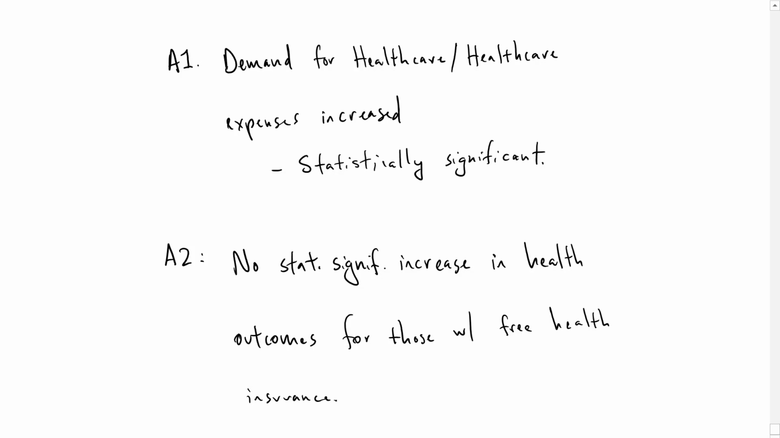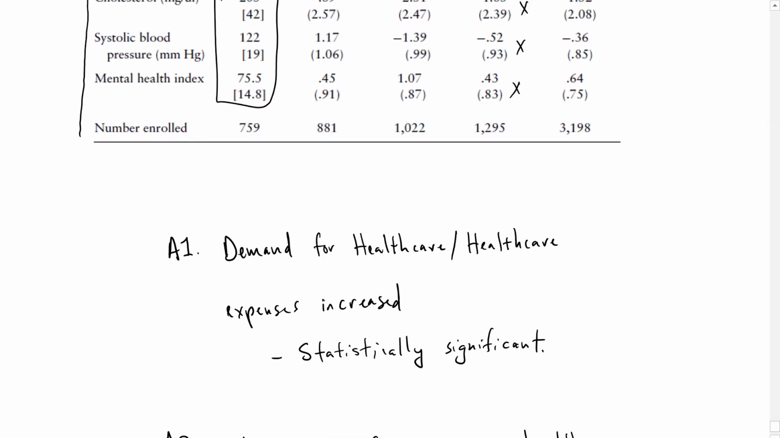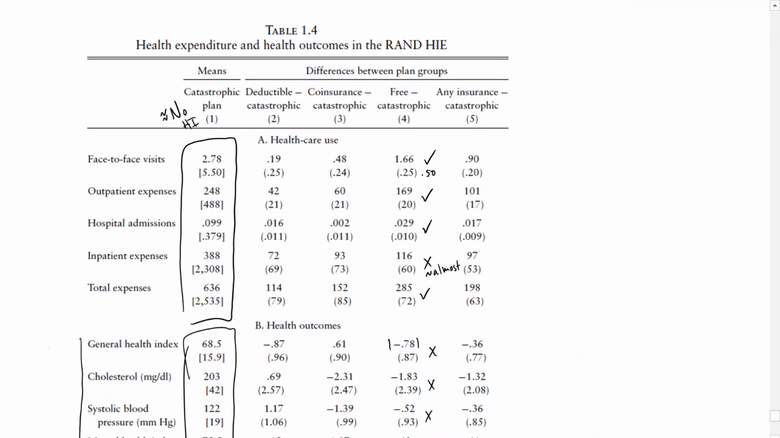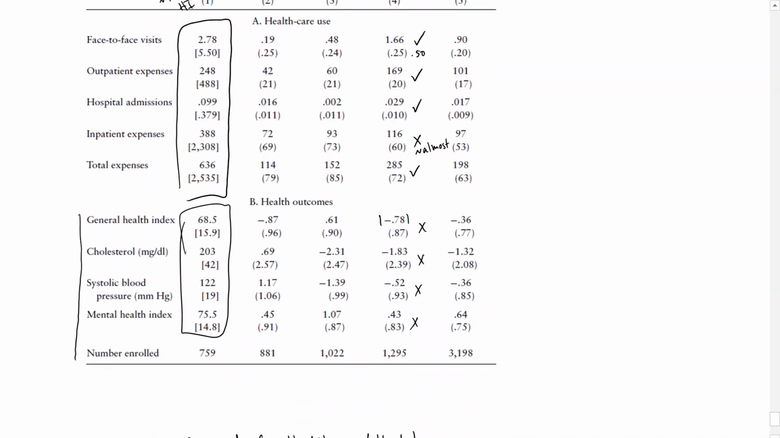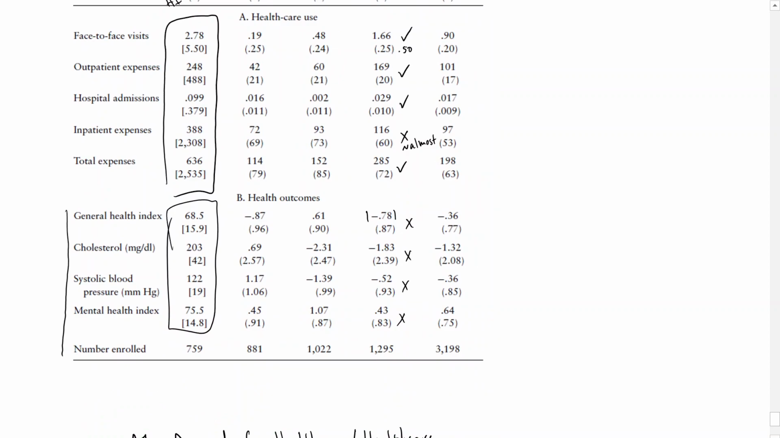So ultimately, we have two big results here. One, the demand for healthcare goes up. Expenses paid on healthcare go up when people get free health insurance. But their health does not. And so this type of study can really help inform the public policy debate when it comes to health insurance.